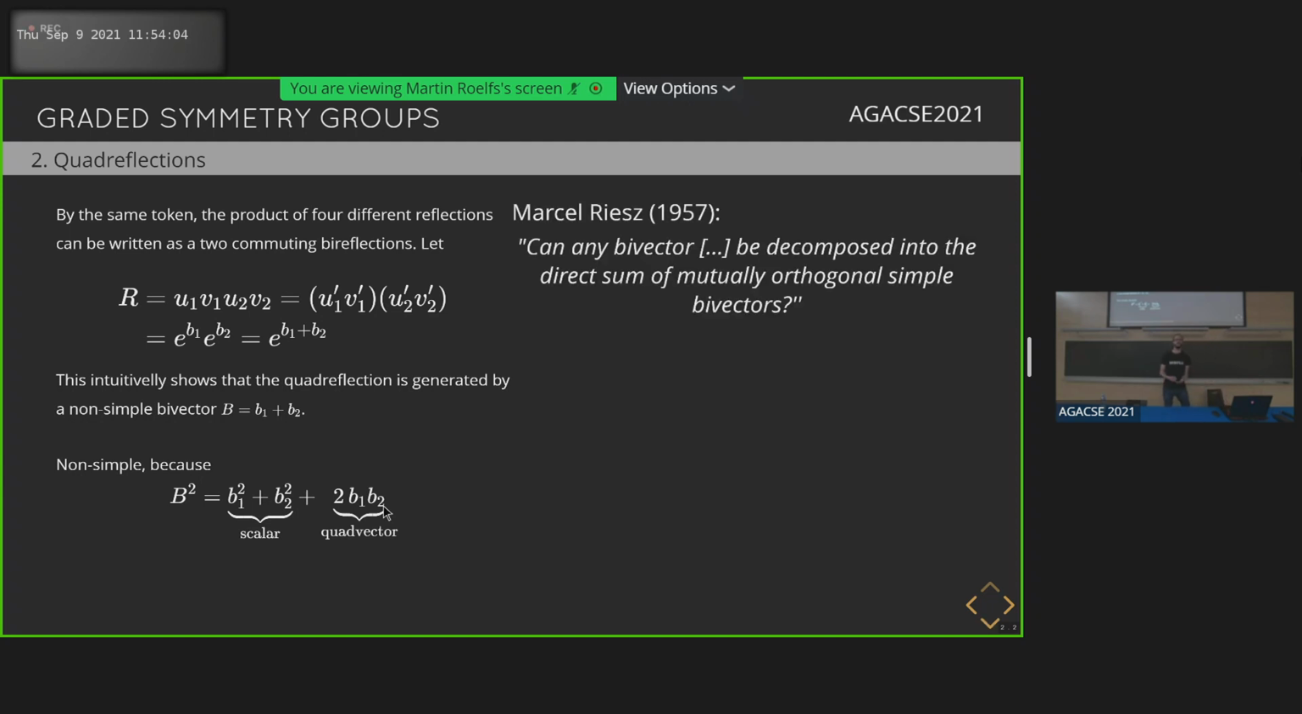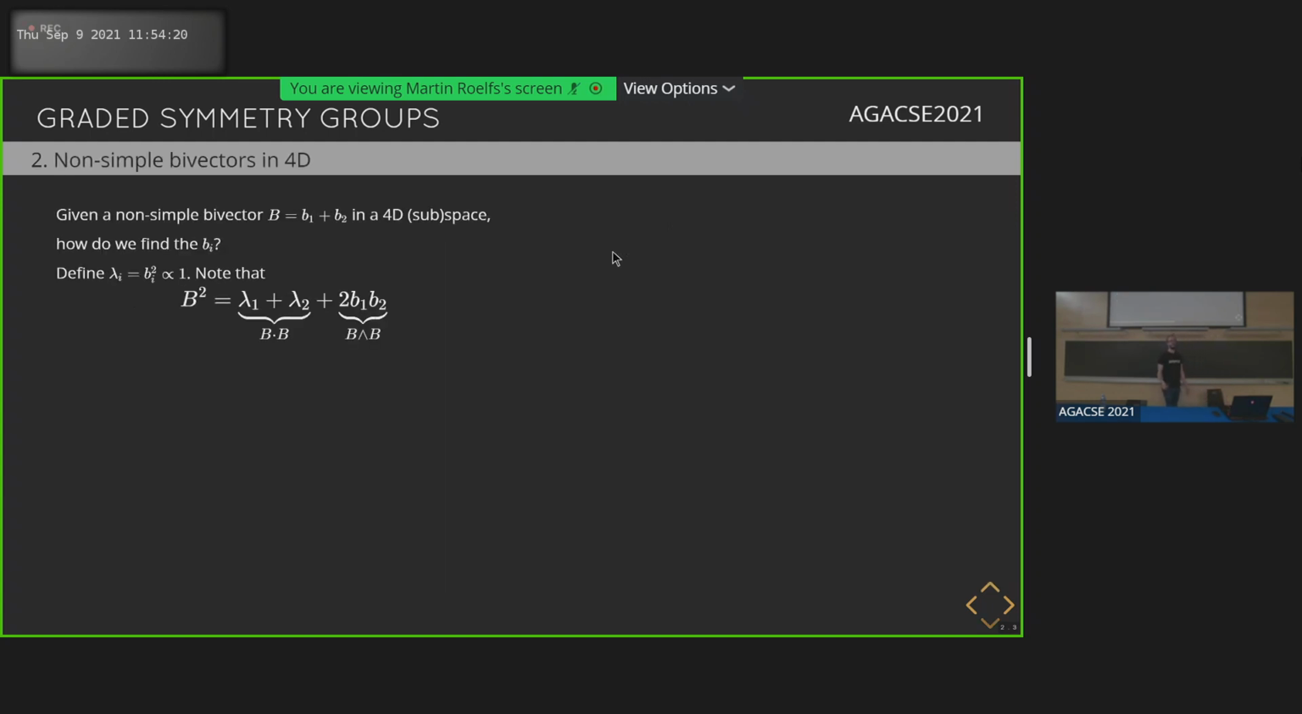And that brings me to a very interesting conjecture by Marcel Riesz, which is: can any bivector be decomposed into the direct sum of mutually orthogonal simple bivectors? And so the hunt is on for these B1 and B2. If I have a bivector B, how would I go about finding B1 and B2? Firstly, I'll start again with the ansatz that they exist. So again, if I define lambda i, the eigenvalue, in the same vein that Anthony had a lambda, that is bi squared, which is a scalar quantity. And so again, this B squared is lambda 1 plus lambda 2 plus this extra term. We identified it with the dot product of B dot B and B wedge B.